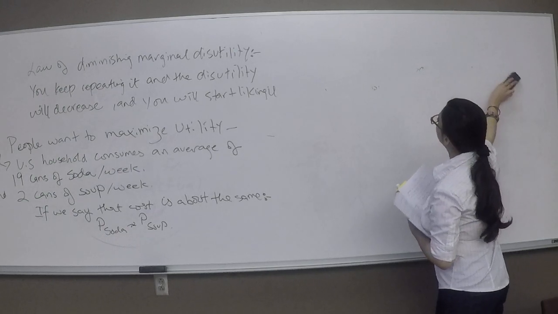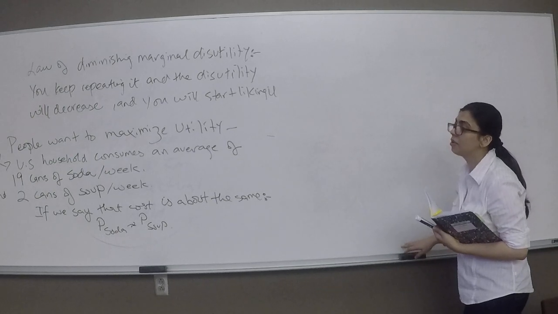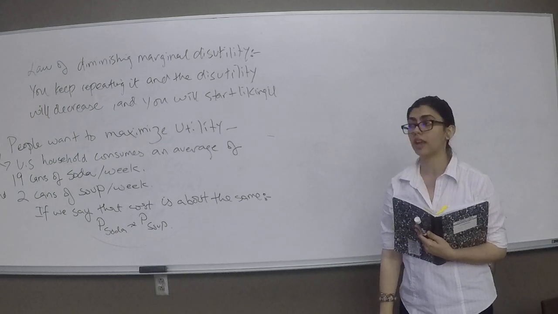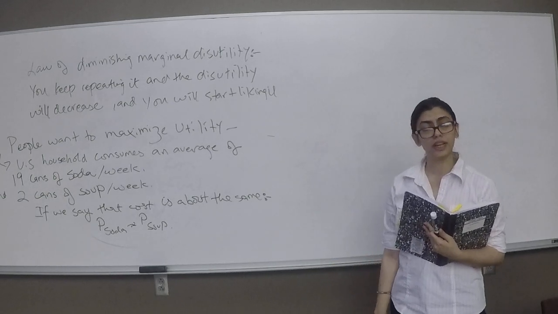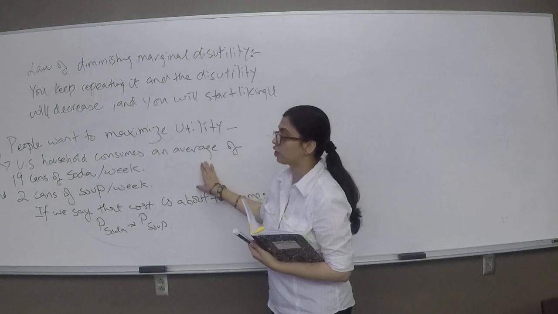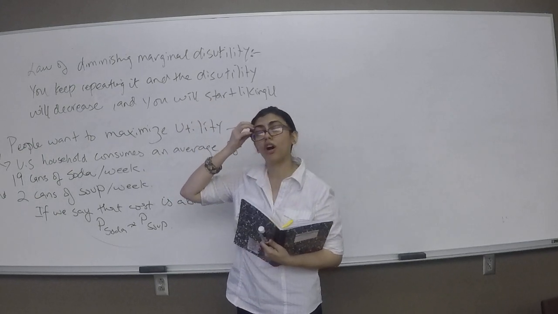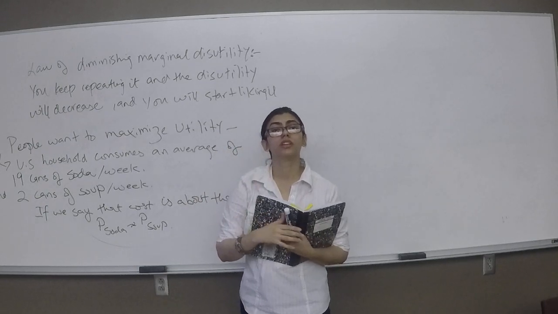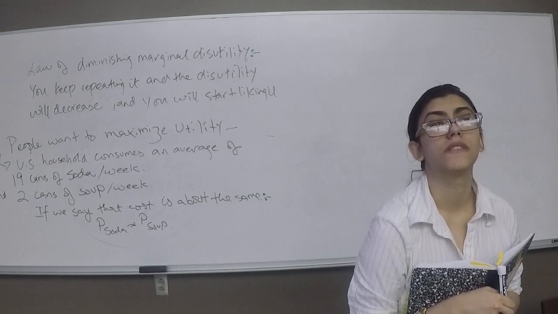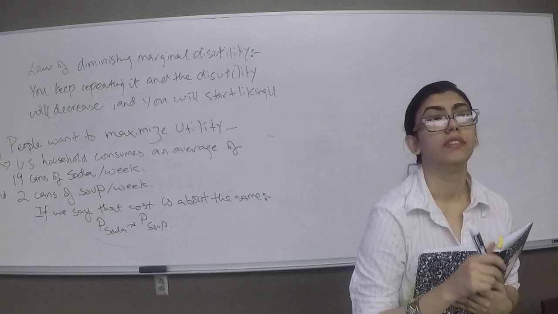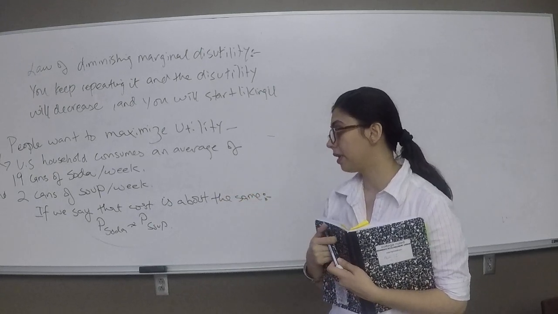So just a simple piece of information is given to you: US households on average consume 19 cans of soda per week and 2 cans of soup per week. We're saying that the prices are almost the same. Just by this information, what do we know based on the law of diminishing marginal utility? They get more satisfaction from consuming soda than soup. Yeah, that's one thing.